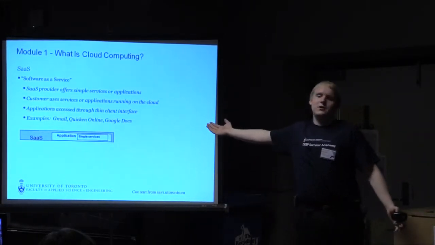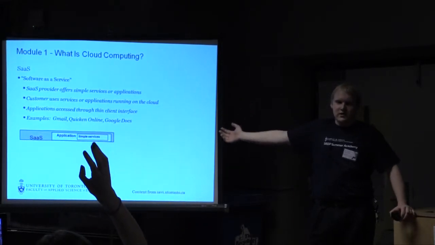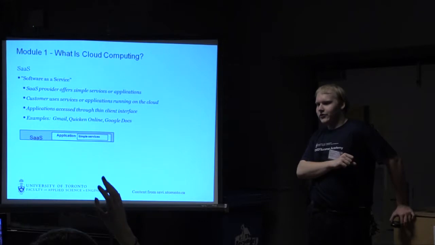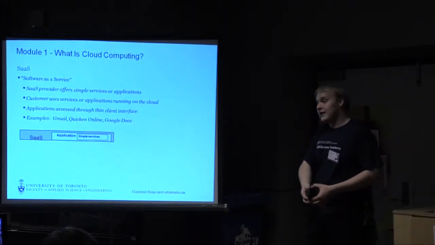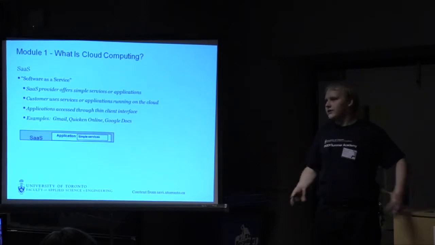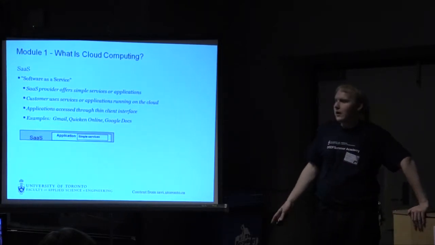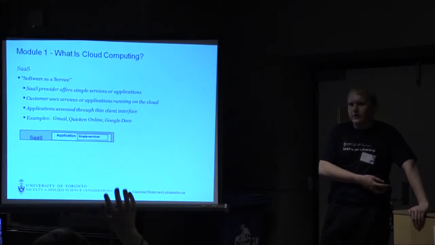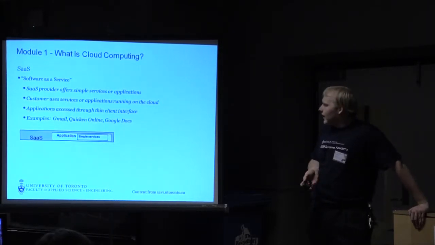So Gmail, who has Gmail? Who has another type of email? Almost all of you, if not all of you. So that is a software as a service cloud computing application. Quicken Online is a personal financial app, and Google Docs. Who's used those before? A couple of you. Okay. We'll do a little bit with that in a minute.